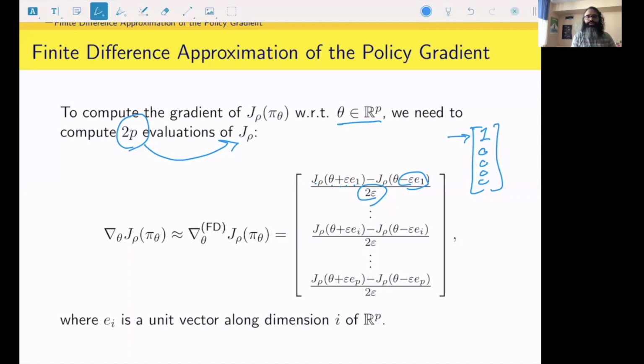Okay, so this is the finite difference calculation. One question, two questions from you. If we approximate this policy gradient using finite difference, how should we find the optimal policy, or a good policy, within that policy space?